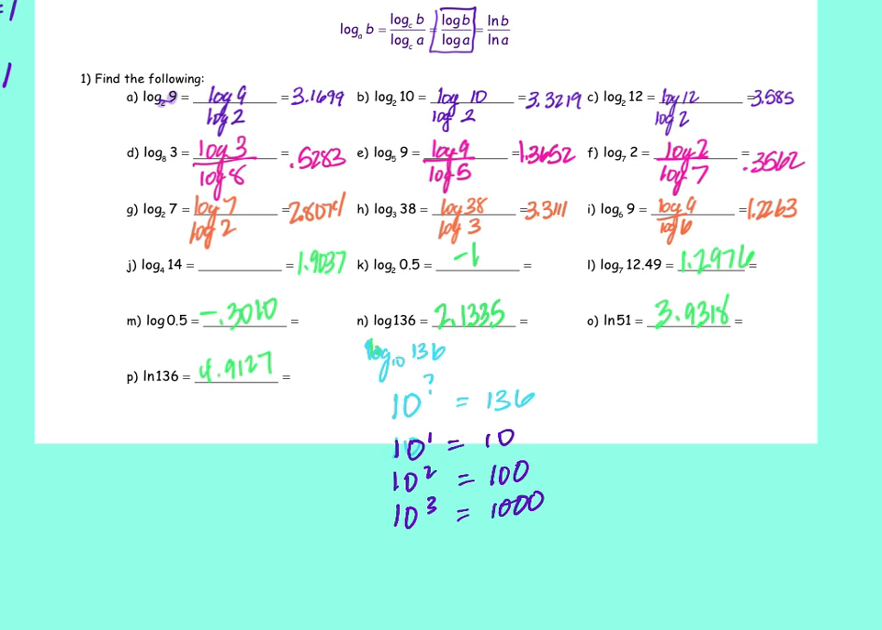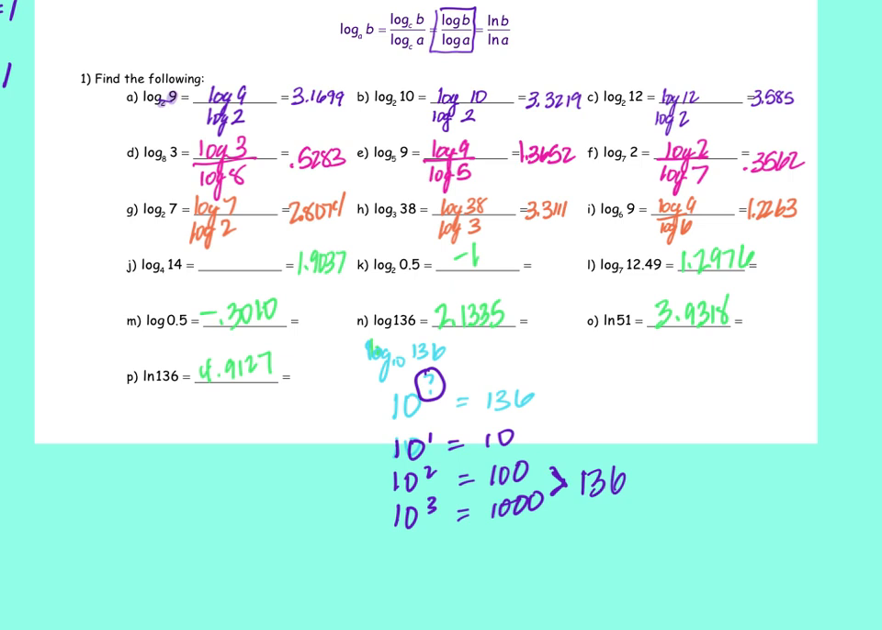So I know that this answer right here, 10 to what power equals 136, has got to be between, 136 is between 100 and 1,000. So that means that my exponent has to be between 2 and 3. And isn't that what I got? And it's going to be closer, because 136 is close to 100, means it's going to be closer to 2 than it is to 3. And I got 2.1335. Hope that kind of explains how this works a little bit better.